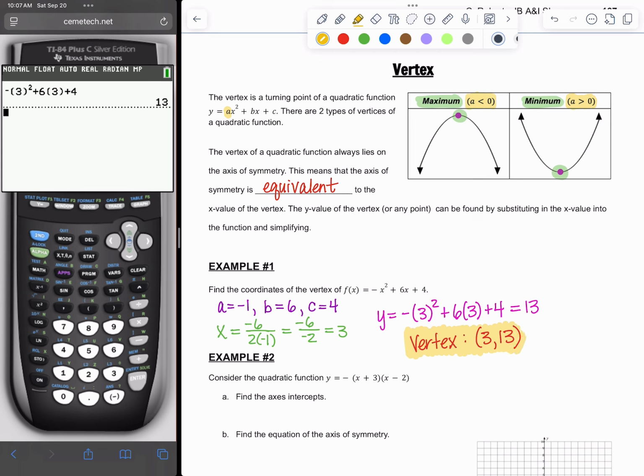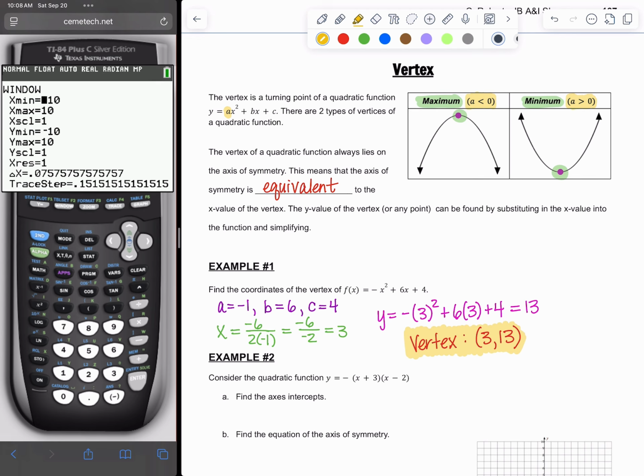Now you can find your vertex inside of the graphing calculator. If you want to find your vertex, all we have to do is graph it. So I'm going to graph the equation: negative x squared plus 6x plus 4. When I graph it, I want to be able to see my entire graph. Now, if you have cleared your graph, it probably would have looked like this, and we cannot see the actual top. My y-axis is only going up to 10, so it looks like my y-axis needs to go up a little bit more. So I'm going to adjust my window.